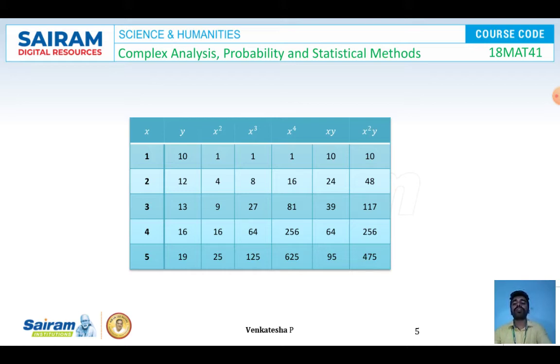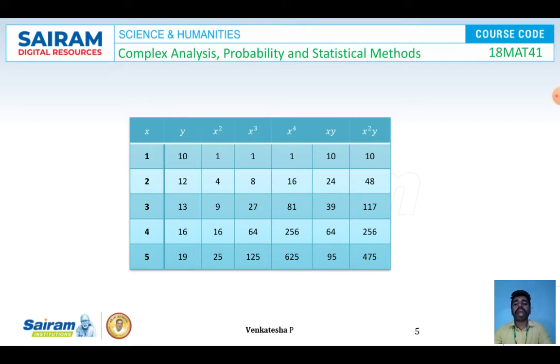Squaring all the x values, it will become 1, 4, 9, 16, 25. Applying cube for all the x values, I'll be getting 1, 8, 27, 64, 125. Applying power 4 for all the x values, I'll be getting 1, 16, 81, 256, 625. Now to calculate xy, I'm going to multiply x into y. So I got 10, 24, 39, 64, 95. To calculate x²y, I'm multiplying y into x². I got 10, 48, 117, 256, 475.